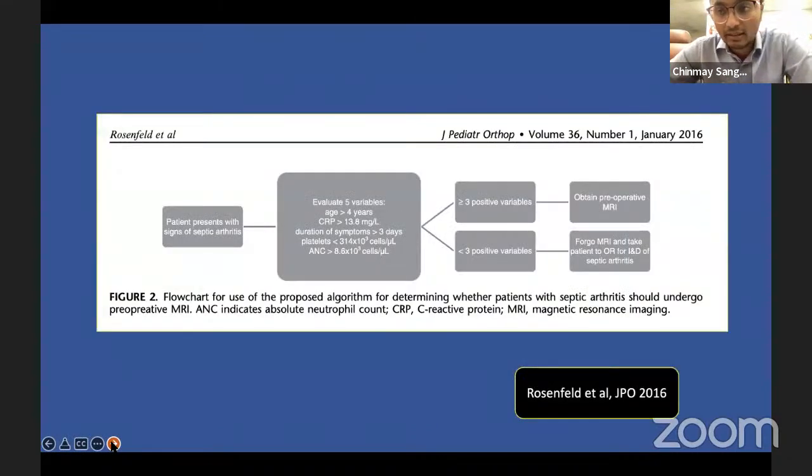So I found one paper in the literature by Rosenfeld, published in JPO, which suggests 5 variables: age, CRP, duration of symptoms, platelet count and ANC. Age greater than 4, CRP greater than 13.8, duration greater than 3, platelet count less than 340, and ANC greater than 8.6. If any 3 positive variables are present, you can go directly for the preoperative MRI to look for the osteomyelitis, which also involves the septic arthritis.